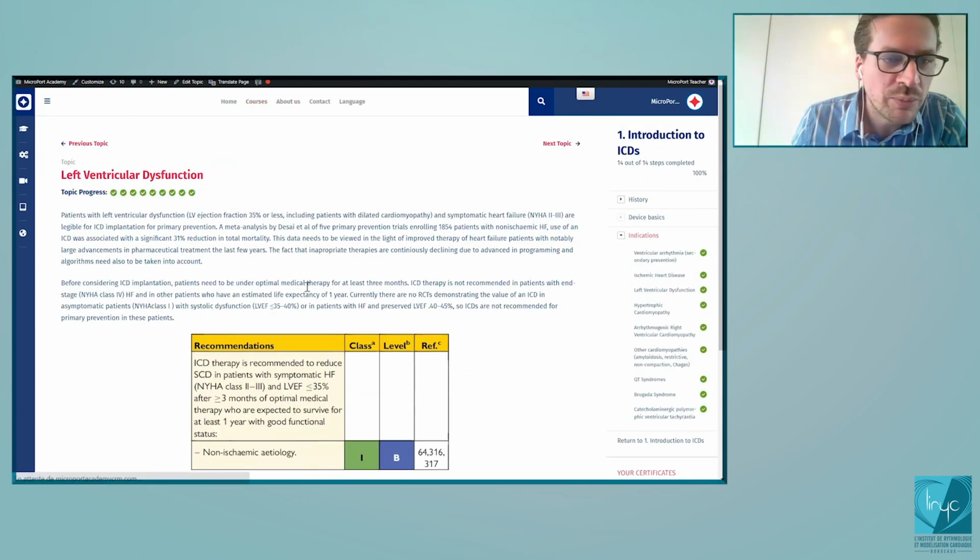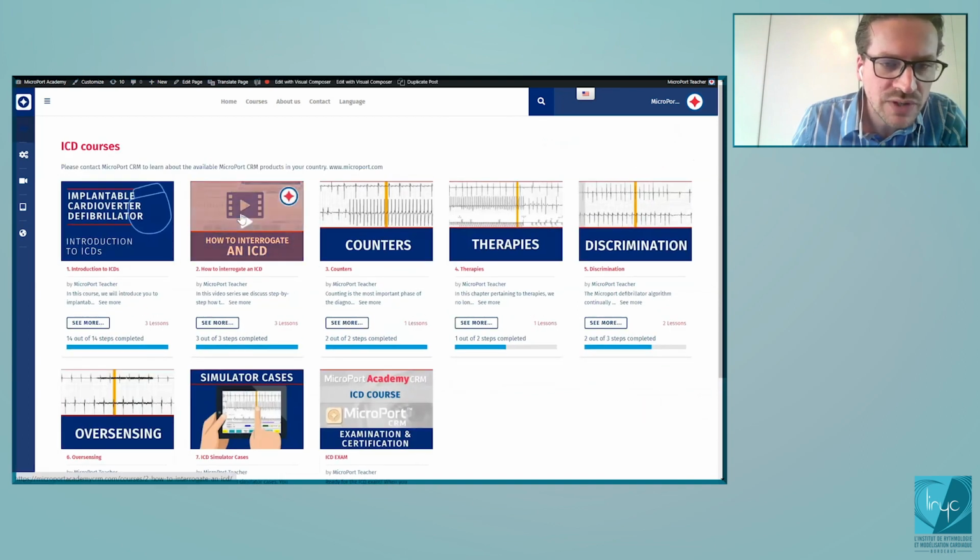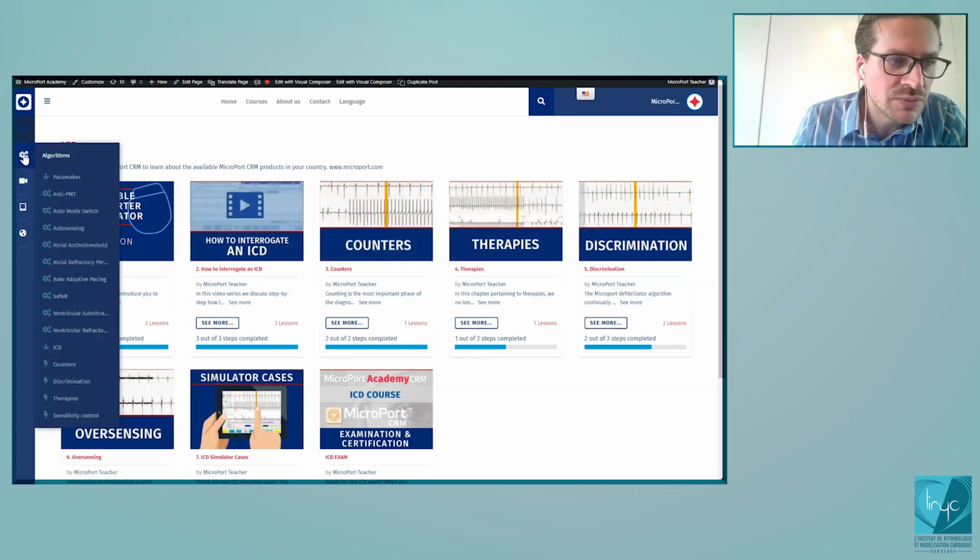And then if you go back to ICD, there are some videos about how to interrogate this type of device, which I will do a little bit live later. And then some chapters: counters, therapies, discrimination, and oversensing. And for every chapter, there's also how the algorithms are working, which you can find directly here on the submenu on the left.